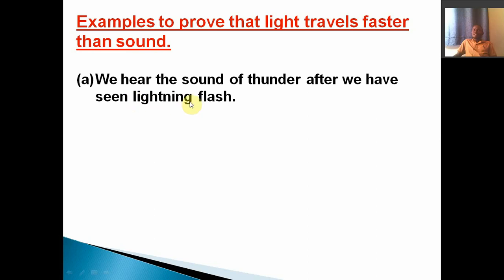Now, we are saying in this statement that we hear the sound of thunder after we have seen the lightning flash. After seeing the lightning flash, what do you expect next? That is thunder. Are we together?